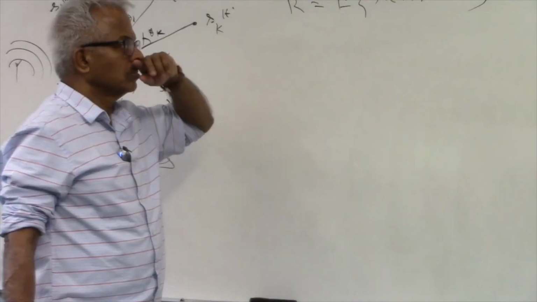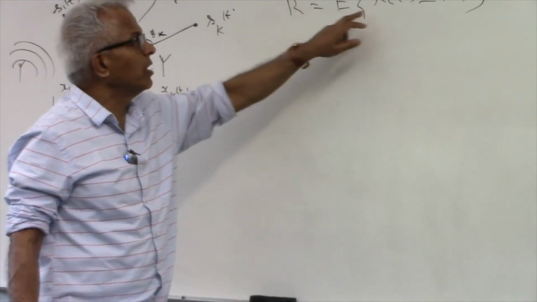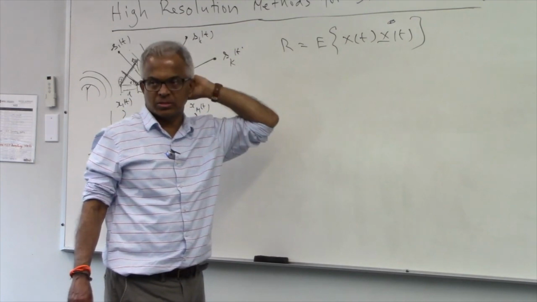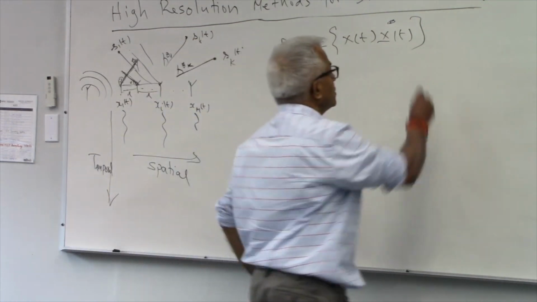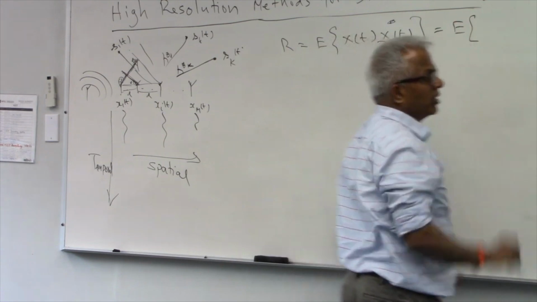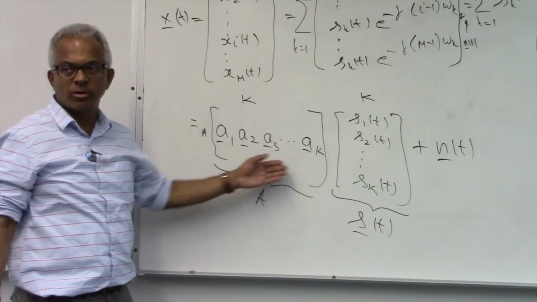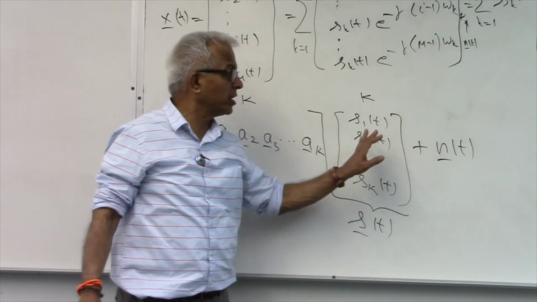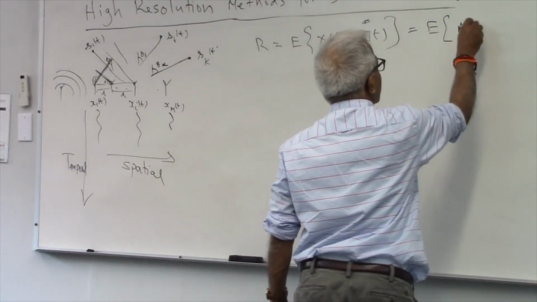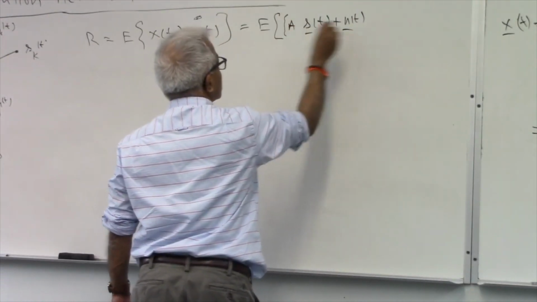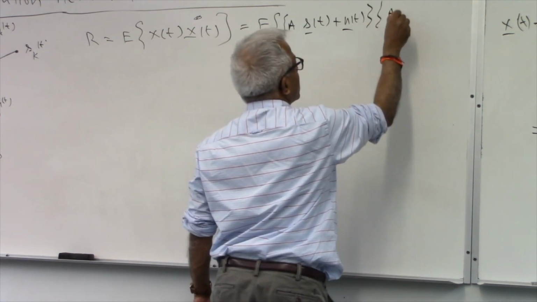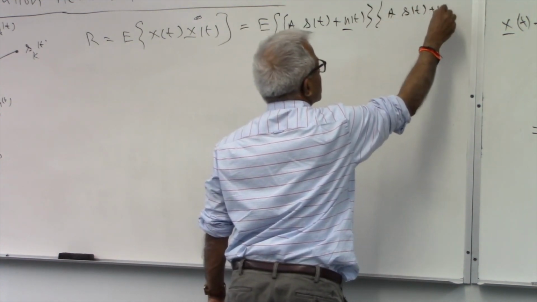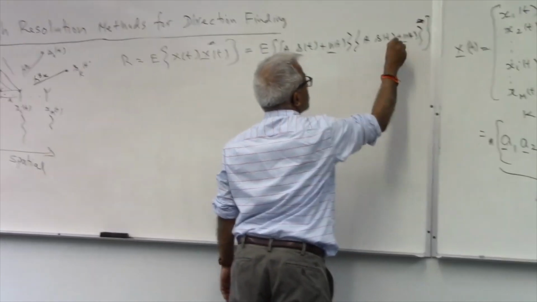So this covariance is not on space. This expectation is on time as it is. So x of t we have here. If you look at here, there is nothing stochastic here. This is just unknown, this first matrix. This is stochastic. This is stochastic. So the expectation will be on the signal part and the noise part. So this is A S of t plus n of t, multiplied by A S of t plus n of t star. Star is complex conjugate.